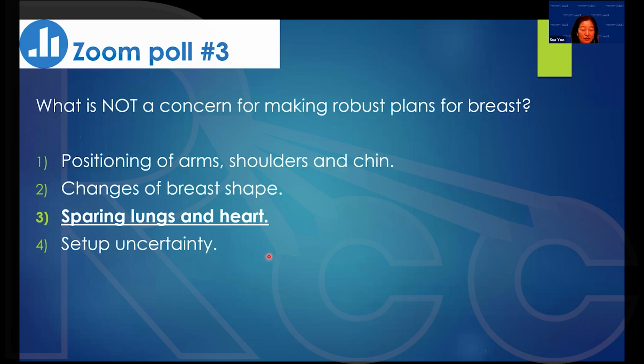Sparing heart and lung, always. For robust planning, yes, heart position could be different, so maybe it's better to have even more sparing. Maybe my question was a little bit confusing, but mainly we want to focus on what's variable. Setup uncertainty is also variable, so we need to think about setup uncertainty when we plan. In most of these cases, skin flash and margin take care of it.